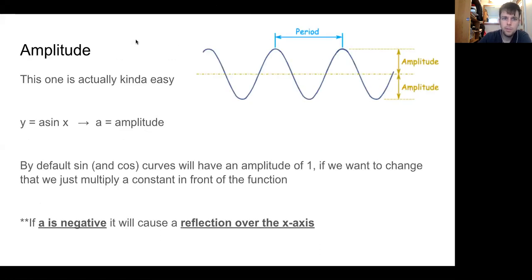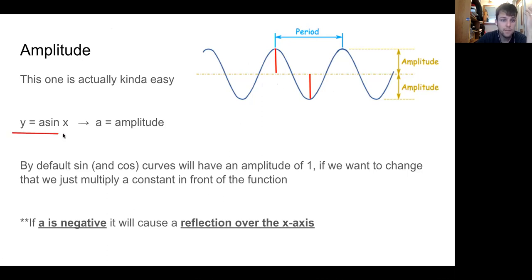All right, so amplitude, first one. This one is actually pretty easy. So the amplitude is sort of the height of our wave or our curve here. So the distance from the midline to a maximum, or the distance from a midline to a minimum. That's the amplitude. So our standard sine and cosine curves will have an amplitude of 1.